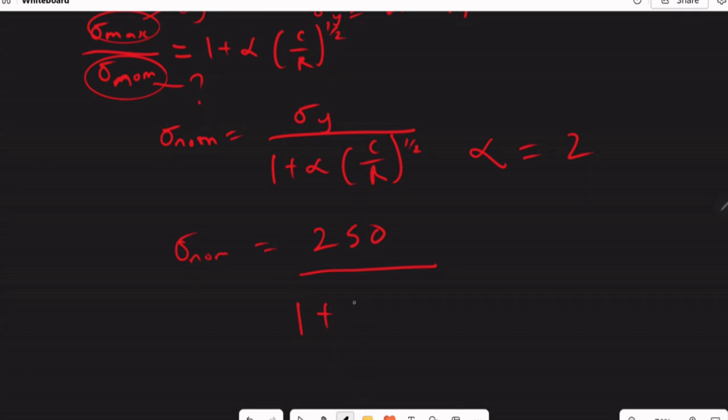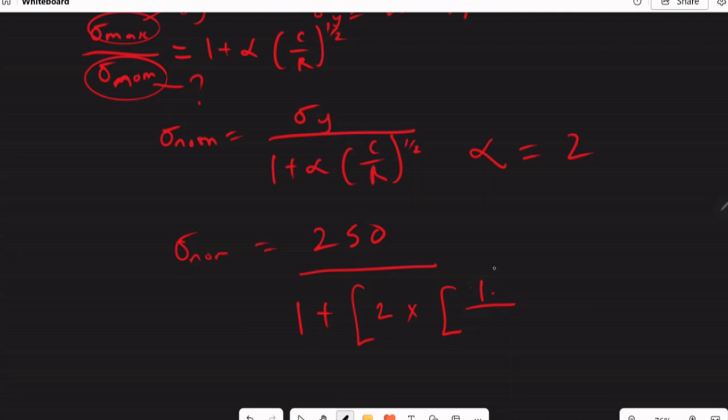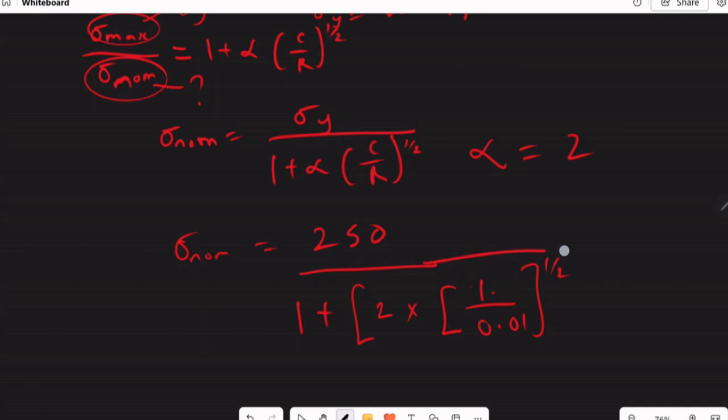So 1 plus 2 times, we are looking for C, which is equal to what? Our depth of our notch, which is 1 millimeter, divided by the radius of the notch, which is 10 micron. So converting it to millimeter, you have 0.01, all raised to power 1 divided by 2.